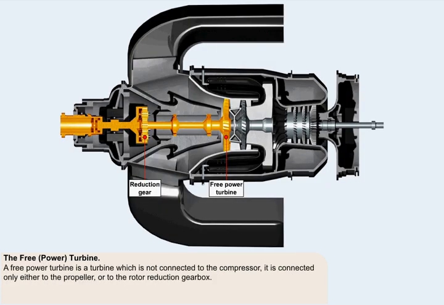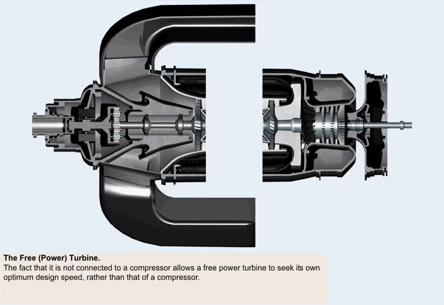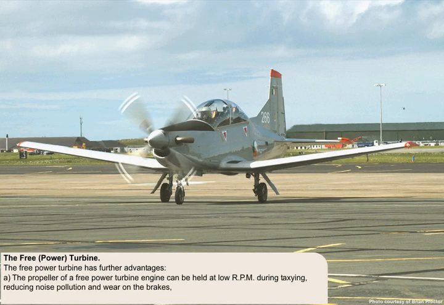A free turbine, sometimes called a free power turbine, is a turbine which is not connected to the compressor. It's connected only either to the propeller or to the rotor reduction gearbox. The fact that it's not connected to a compressor allows a free power turbine to seek its own optimum design speed, rather than that of a compressor. The free power turbine has further advantages.